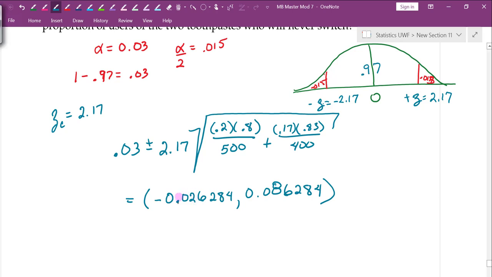And so our confidence interval, we're talking about toothpaste, and so we're saying the difference in the proportion between brand A and brand B of users that will never ever switch brands is between negative 0.026284 and 0.086284. And I'm 97% confident of those results, aka if I repeat this experiment 100 times, 97% of the time I'm going to end up with a sample difference between these two values.